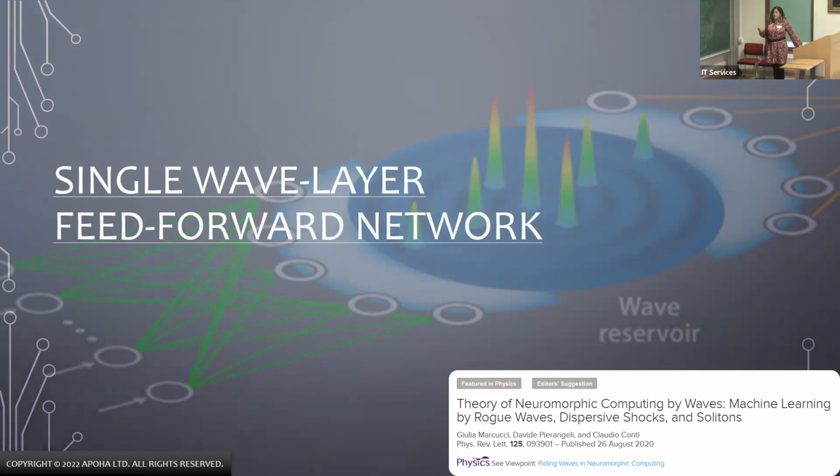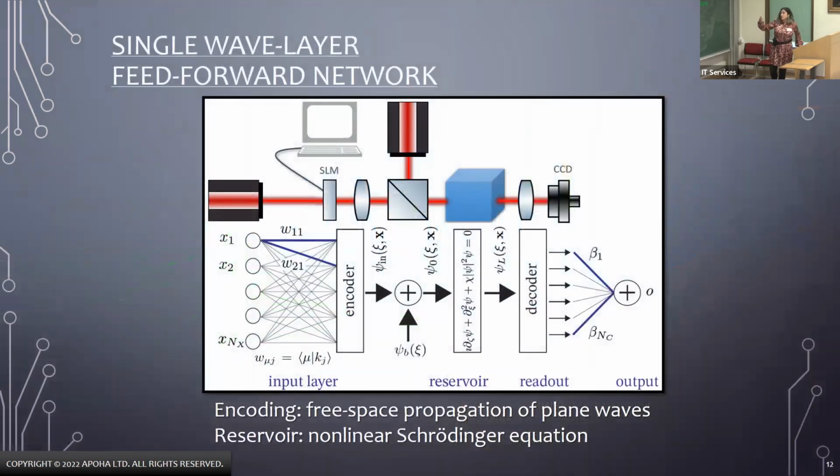For the optical part, we developed this system called the single wave layer feed-forward network. It's a system that is sketched quite well in this image. So we have at the beginning a continuous wave laser. This continuous wave laser impinges on a spatial light modulator. A spatial light modulator is a particular optical device that is able to imprint on every pixel a different phase in the beam. So after the spatial light modulator, the beam becomes structured, having a different phase added to every pixel.